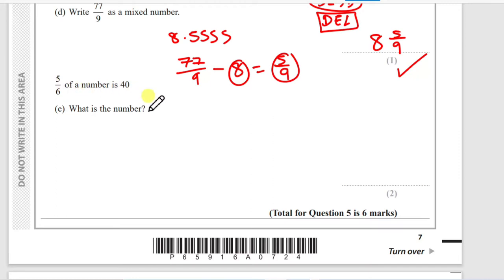5/6 of a number is 40. Let's write what that means. 5 over 6 of means times, of a number should give us 40. What is the number? Well, thankfully you have a calculator.